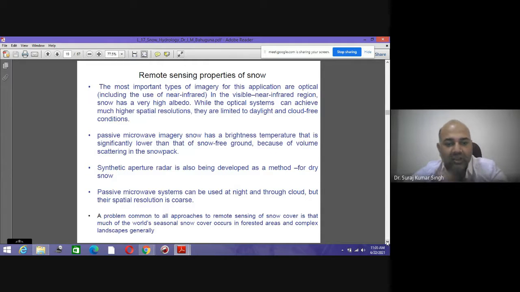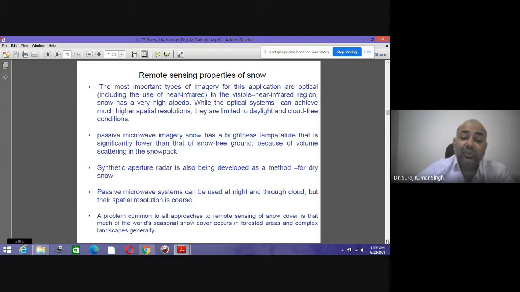So, what are the remote sensing techniques? How is it applied? How do we do the various kinds of analysis related to remote sensing? So, what are the properties of remote sensing of snow? The most important type of imagery for these applications is optical imagery that uses the infrared. In the visible near infrared region, snow has a very high albedo, while the optical system can achieve much higher spectral resolution. They are limited to daylight and cloud-free conditions.